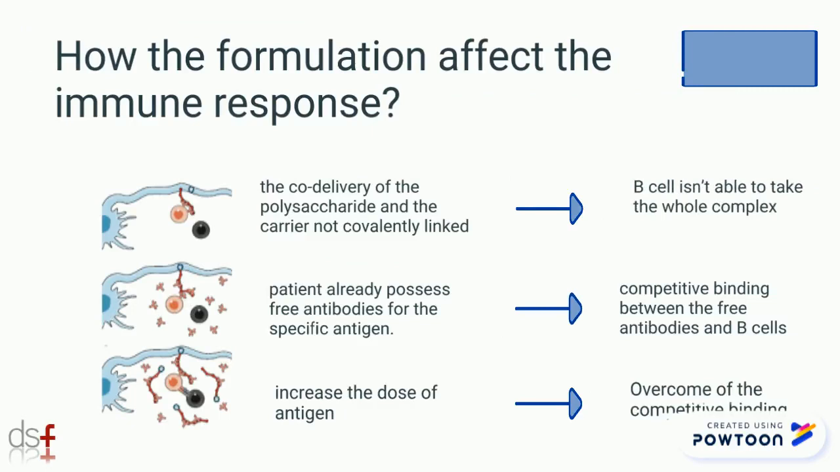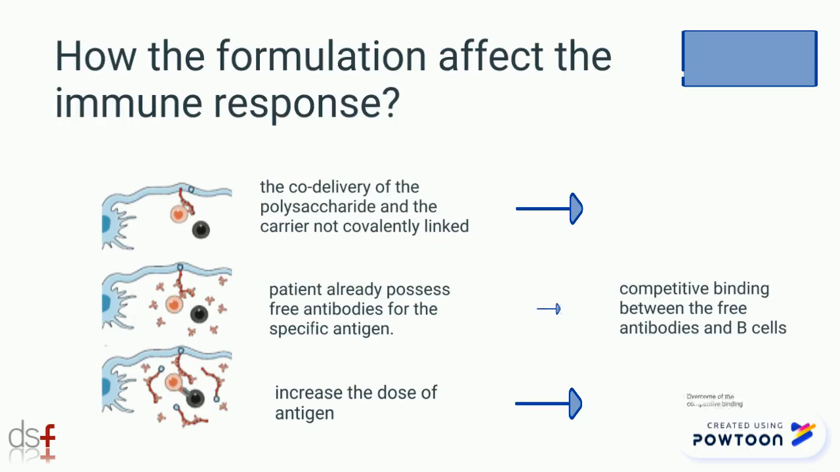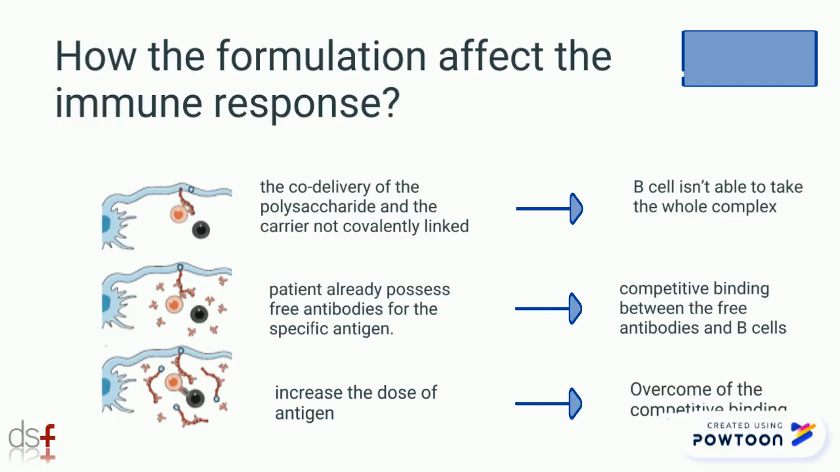A second case is the immunization of a patient that already possesses free antibodies for the specific antigen. In this case, there is a competitive binding between the free antibodies and the B cells that produces a reduced activation of B cells. This aspect is especially important to determine the time needed before a second injection of the antigens, since the free antibodies generated during the first immunization can still be present 3 months after the first injection. A common strategy to overcome this issue is to increase the dose, but this also increases the risk of side effects.